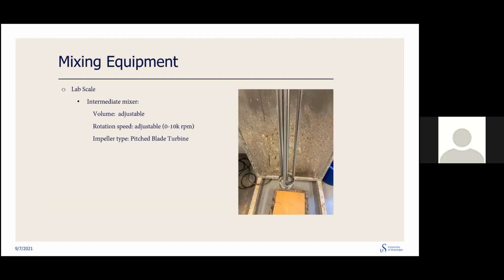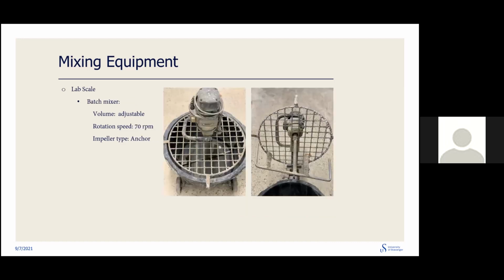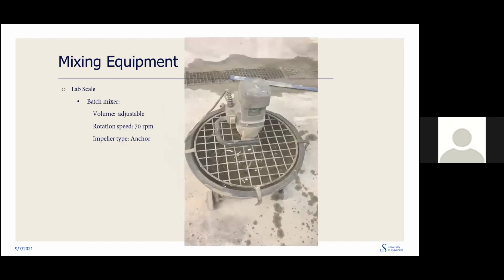And then I have also used an intermediate mixer, which also has adjustable rotating speed and adjustable volume. You could use any kind of bucket you want to mix, so you can adjust your volume with your purpose. The next one was the big batch mixer with an anchor type impeller, rotating at a fixed rate of 70 RPM. And yeah, here is a video.